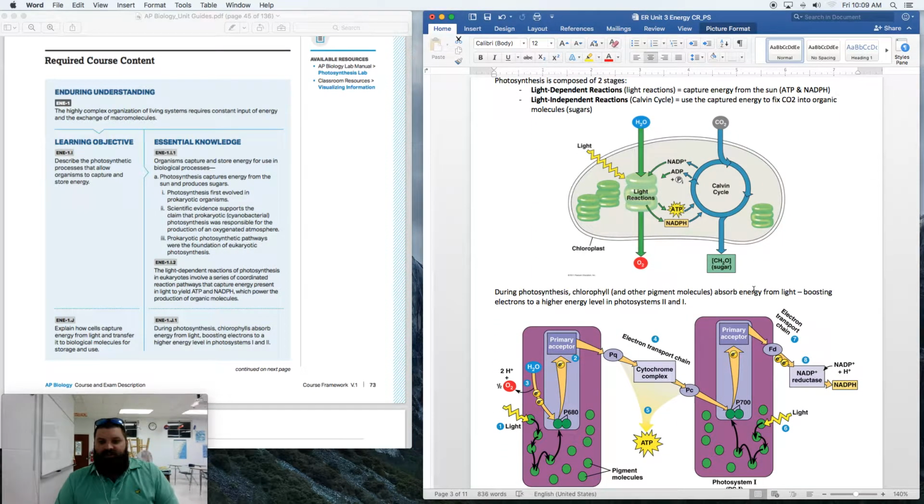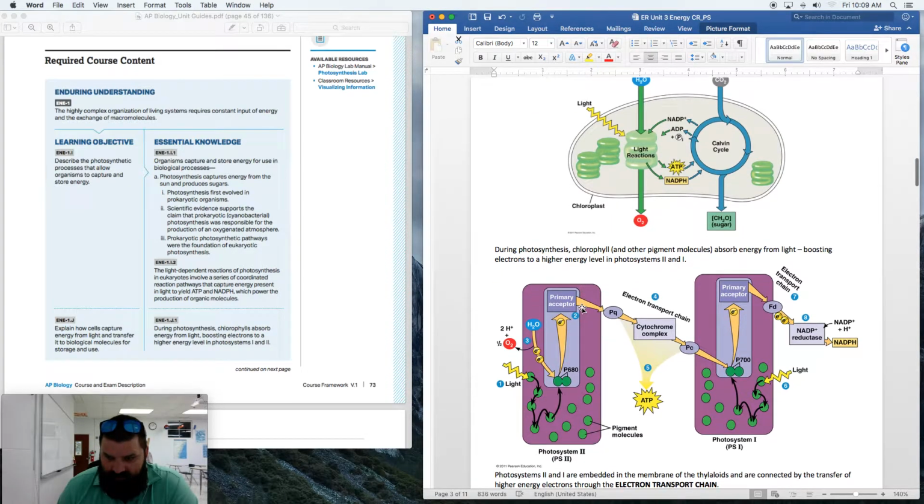During photosynthesis, chlorophyll, and there's other pigments as well. Think back to the paper chromatography lab that we did where we separated chlorophyll from other pigments, and we saw that there were pale yellows and even a little bit of an orangish color, and then there were the greens. So chlorophyll is the primary pigment, but not the only pigment. They absorb light, and then they're going to boost electrons to higher energy levels.